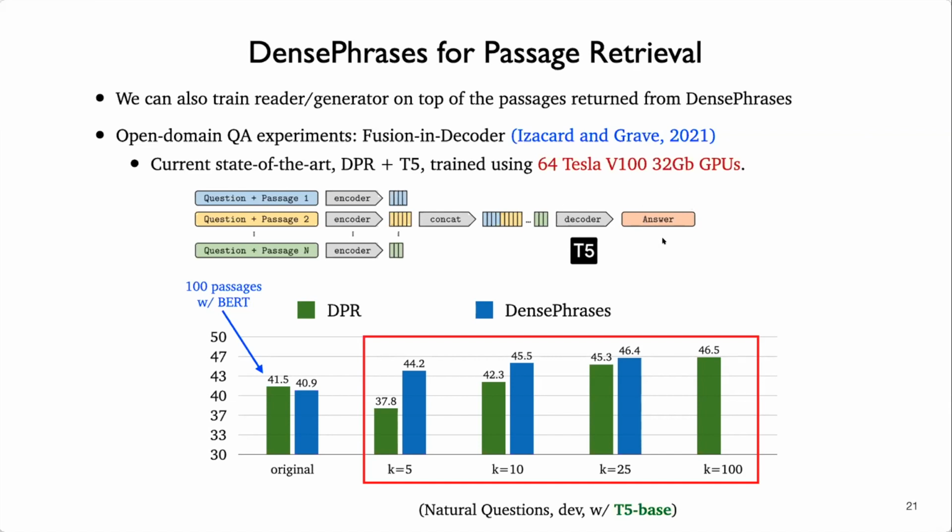So we show that if we use a Fusion-in-Decoder, we can just use a much smaller number of passages from DensePhrases, and we can still get very competitive performance compared to the Fusion-in-Decoder. And again, I think this GPU configuration is basically beyond the reach of most academic labs. So we can train our T5 model on a much smaller number of passages, and we can still get a very good performance.